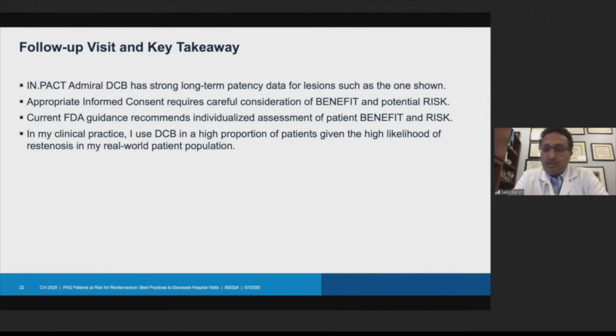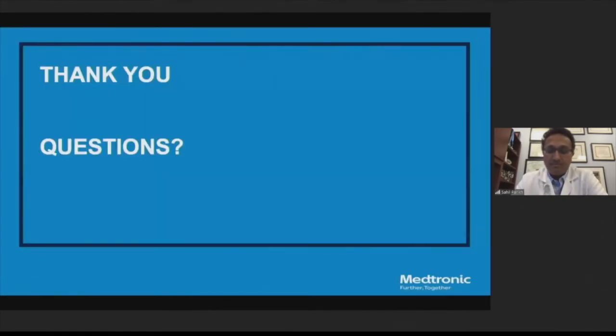So I would summarize by saying that the IN.PACT Admiral DCB has strong long-term patency data for lesions such as the one that I've shown. Appropriate informed consent requires careful consideration of the benefit and the potential risk. I think we've been somewhat distracted by talking about risk in the absence of benefit over the last 18 months. And I think that the current FDA guidance recommends the individualized assessment of patient benefit and risk in any treatment algorithm. And so in my clinical practice, I've used DCBs and other drug-eluting technologies in a high proportion of patients, given their high likelihood of restenosis in the real world. Thanks very much, and I'm happy to take any questions.